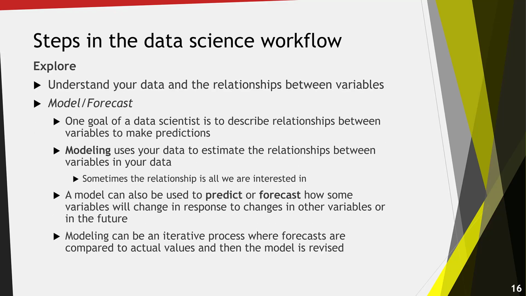The next step in the exploration stage is the modeling or forecasting stage. An important goal of data scientists is to be able to describe relationships between variables and make predictions. Modeling uses your data to estimate the relationships between variables. Sometimes that relationship is all that we're interested in. But also in the modeling stage, you can use the data to start making predictions or forecasts about how some variables will change in response to how other variables change either now or in the future. The fact is, modeling can be an iterative process where forecasts are compared to actual values, and then the model is revised until you come to something that you feel is helping you make better decisions.